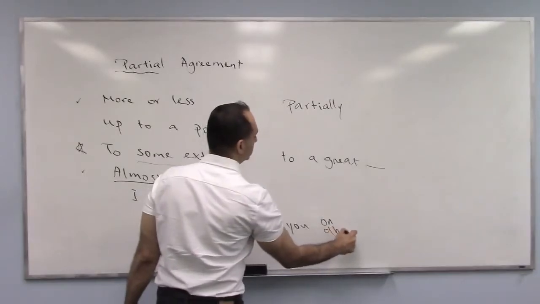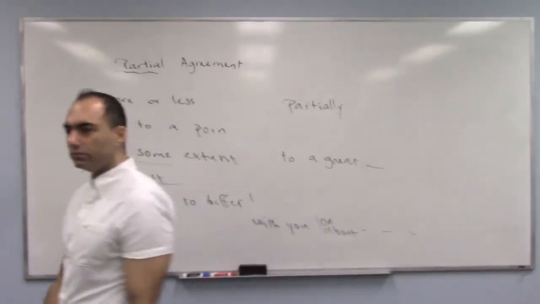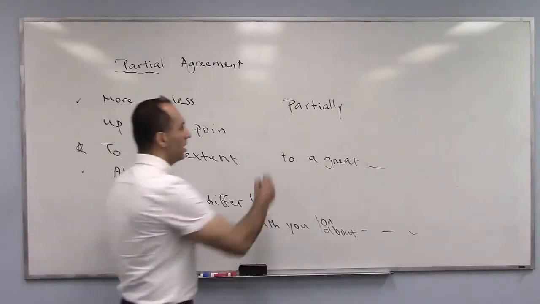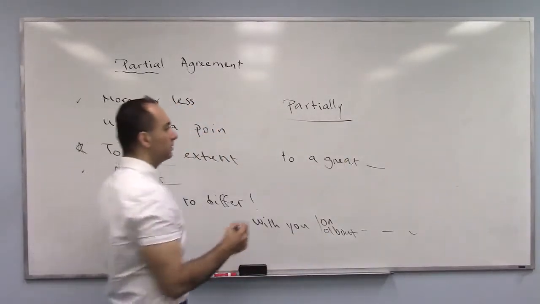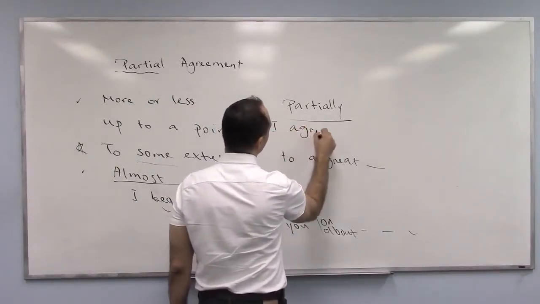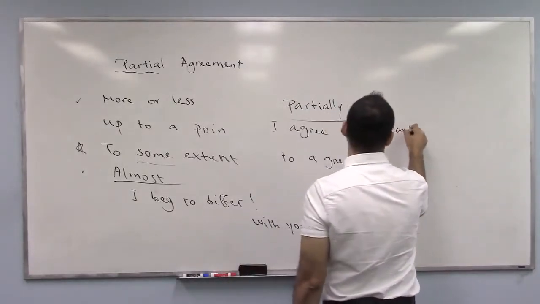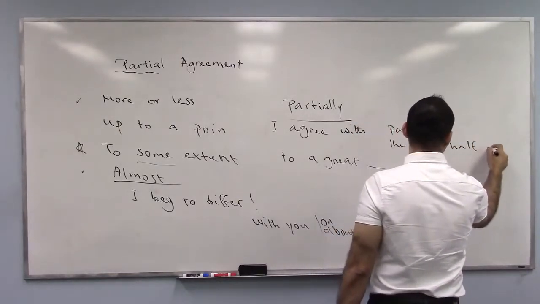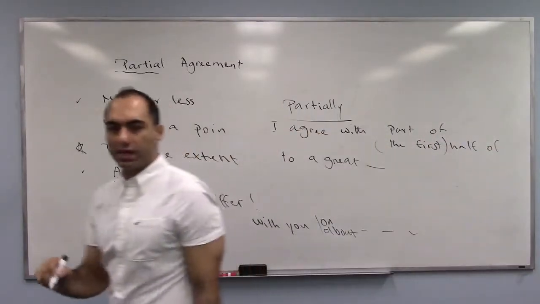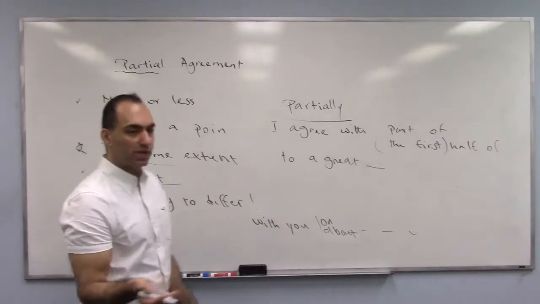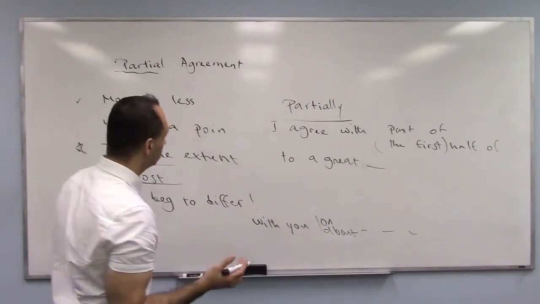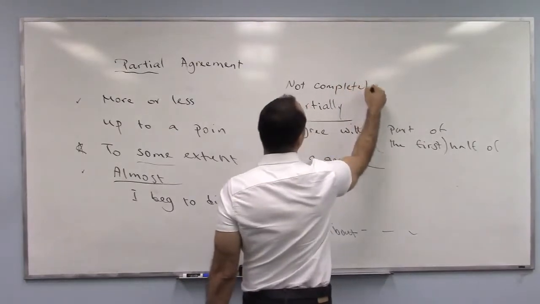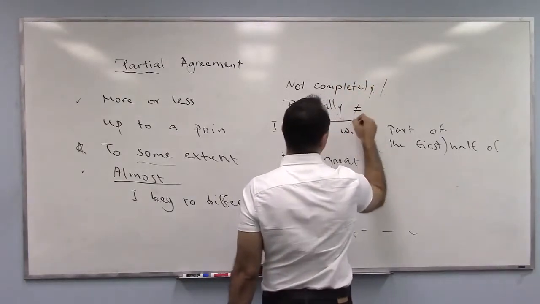on or about something. A few words. If you say I partially agree with you, or I agree with part of the statement, I agree with part of the first half, or with half of what you said. I partially agree with what you said. I agree with half of what you said. Not completely. Yes? Not completely. Not totally. So partially is the opposite of totally.